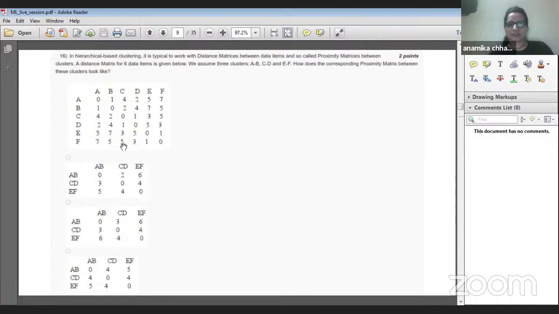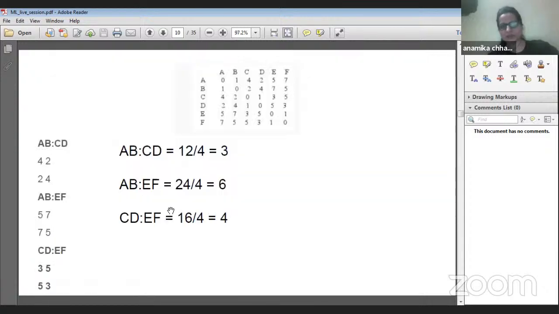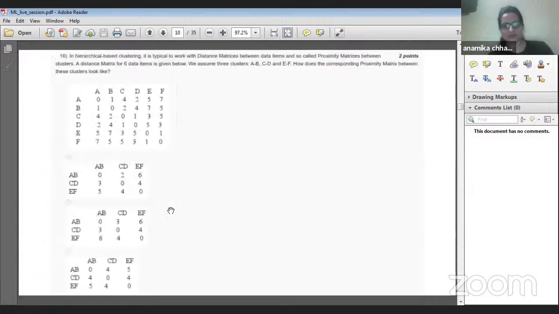So this matrix you see is not symmetrical. On the upper triangle, the top right, you see 2, 6, 4, and on the bottom left you have 3, 5, 4. So obviously this is the wrong answer. We have found the distances between the clusters to be 3, 6, 4. So this is the matrix that gets those values 3, 6, 4, and that is the correct answer. I hope that is clear.